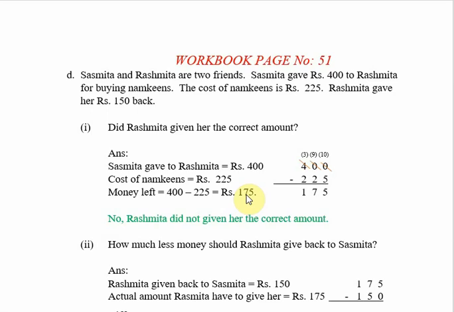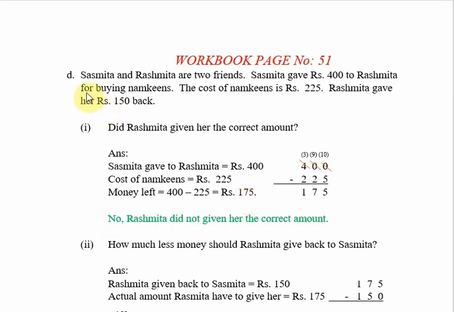Today we are continuing our workbook. Yesterday we have already done question number 1, parts A, B and C. Today let us continue with question number D. All of you please take out your workbook, page number 51.